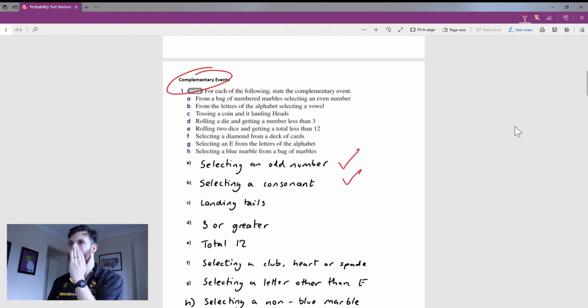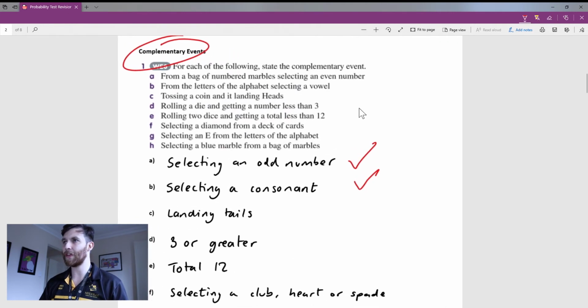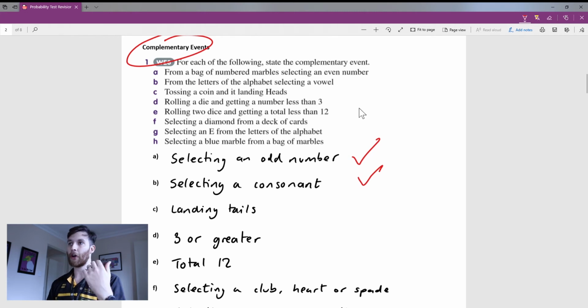The only tricky ones that I'll point out are rolling a die and getting a number less than 3. The thing that can trip you up is when it says getting a number less than 3, that's really just referring to 1 and 2, because they're the numbers that are less than 3. So the complement of that is the numbers greater than 3, as well as 3 itself. So 3 or greater is what we're looking for on that one.